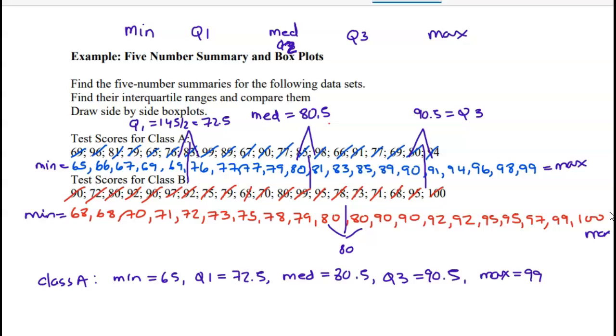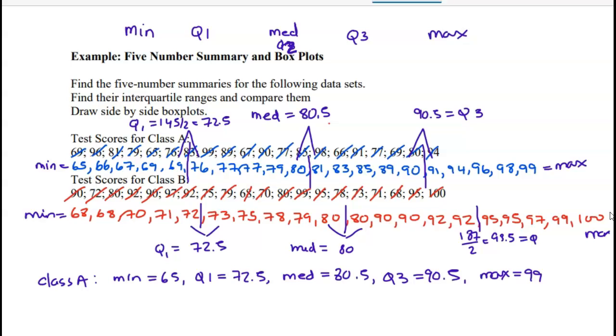Then we cut each of the parts in two again. 1, 2, 3, 4, 5. So halfway between 72 and 73 is 72.5. That's Q1. This is the median. And 1, 2, 3, 4, 5. Halfway between 92 and 95 is going to be 187 divided by 2, which is 93.5.